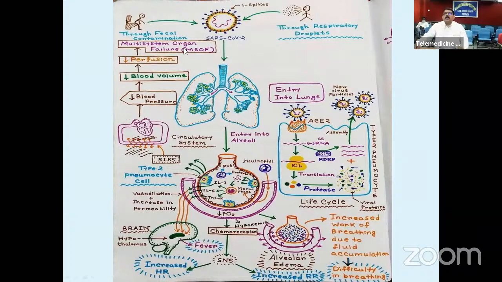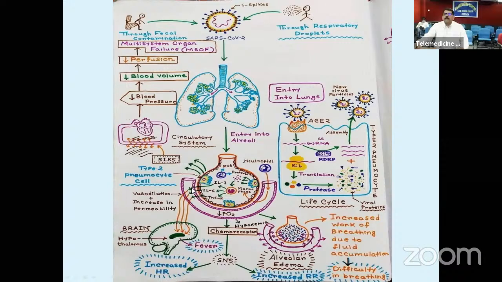You can see through the fecal route also there can be transmission, and also through the cough or respiratory droplets. There occurs multi-organ failure, multi-system organ failure, decreased perfusion and blood volume, and the blood pressure also falls and the patient goes into systemic inflammatory response syndrome, the SIRS.